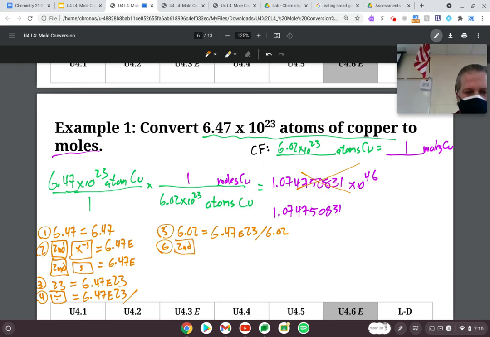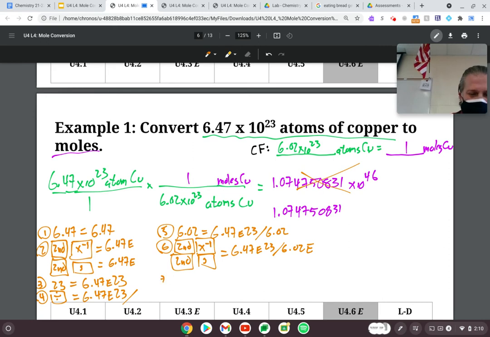You would then type second, x to the minus 1, or second comma, and your calculator would read 6.47 E23 divided by 6.02 E.